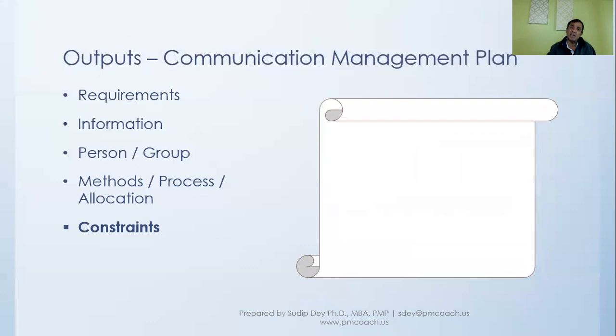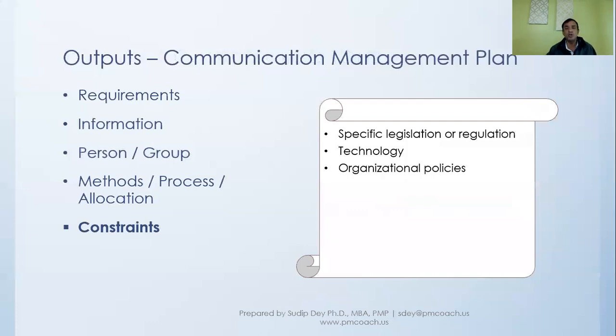And then if there are any constraints, sometimes there might be some constraints in terms of legislation, regulations, policies, or even technology. We might not be able to provide because of some technology constraints, or organizational policies, as you've talked about, and many other reasons. So if there are any constraints, we need to put that in our communication management plan, so that when we are communicating, we will be aware of that and ensure that we understand and take that into consideration.